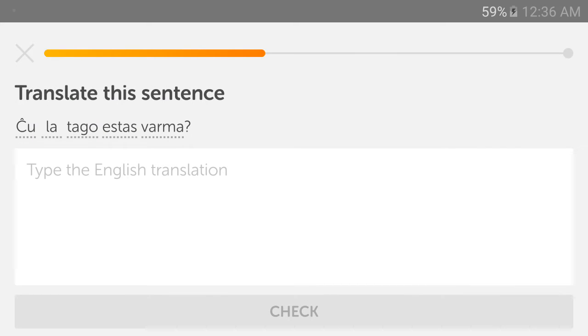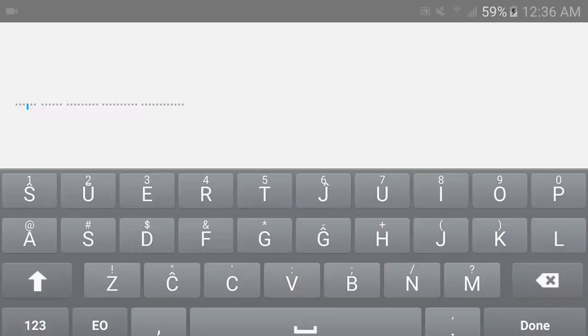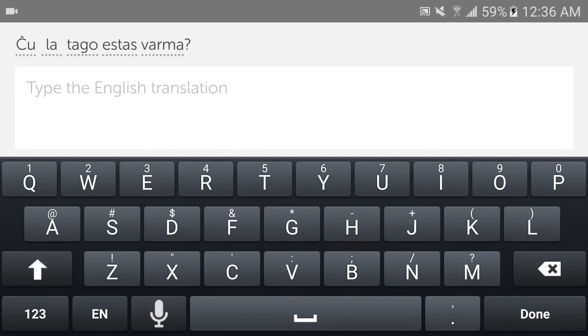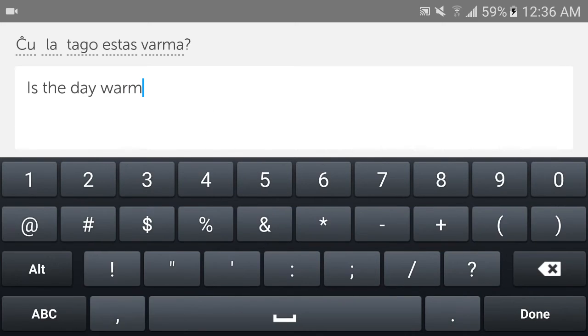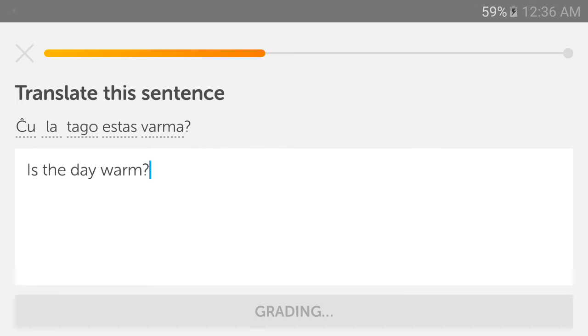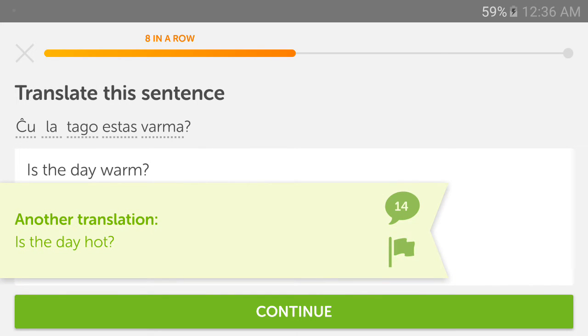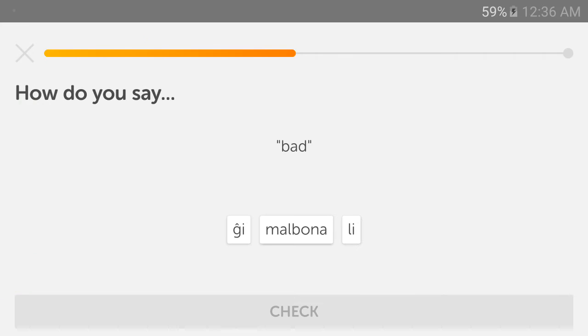Ĉu la tago estas varma? Type the English translation in English. Is the day warm? Or hot? I think it should be hot, but I keep thinking when I see varma, I think of warm because they're very similarly spelled. Instead of a W, it's a V, but it should be hot. You're right. Bad. Malbona.